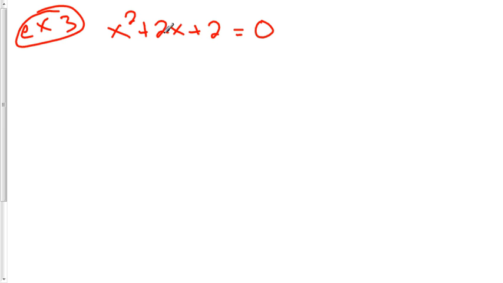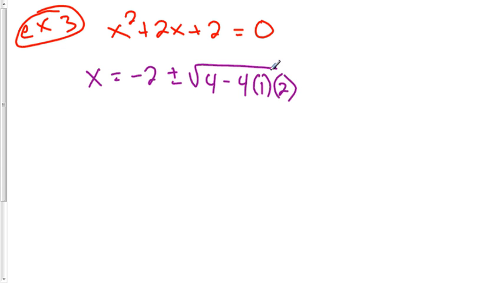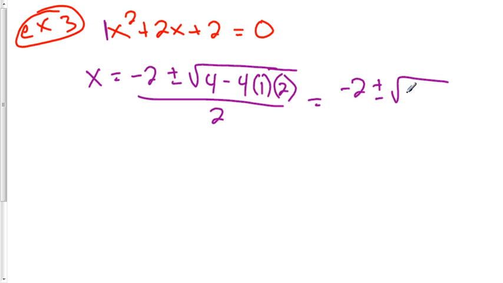Okay, now this is a quadratic equation set equal to 0, so I can use the quadratic formula to solve this. x equals negative b plus or minus the square root of b squared minus 4ac, that's 4 times 1 times c, which is 2, all over 2 times a, which, again, a is understood to be 1. Let's simplify this. 4 times 2 is 8. So we get negative 2 plus or minus the square root of 4 minus 8, which is negative 4, all over 2. I know the square root of negative 4 is going to be 2i.